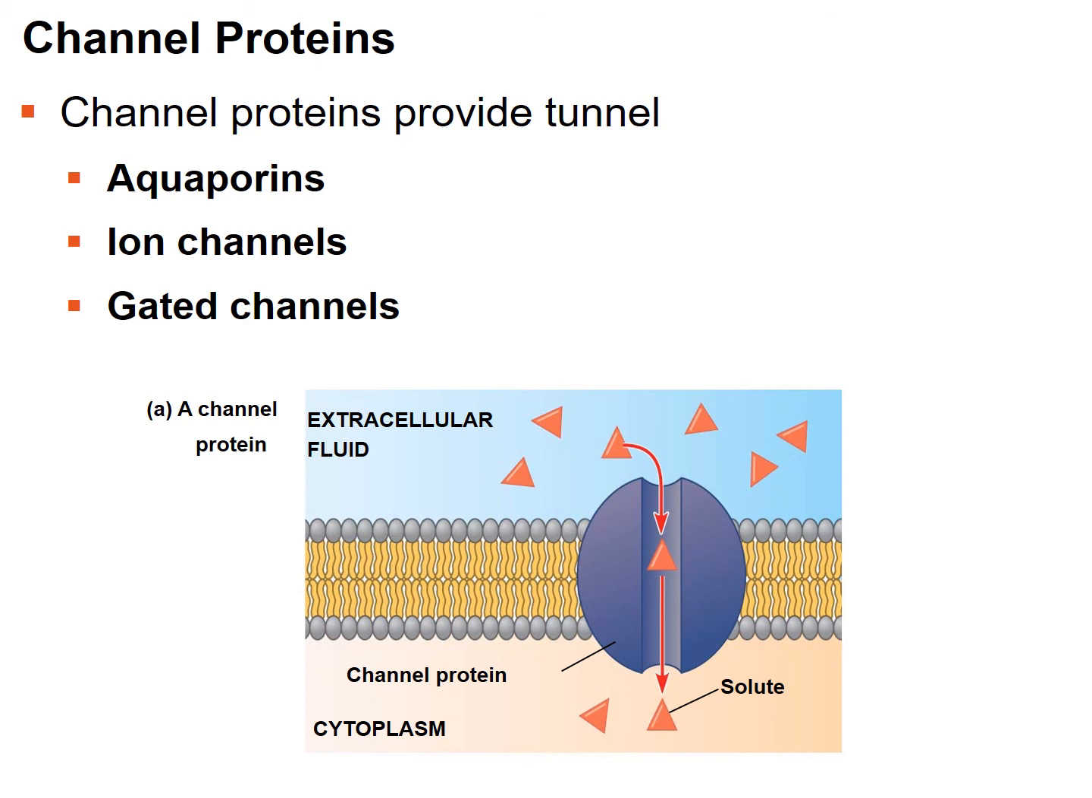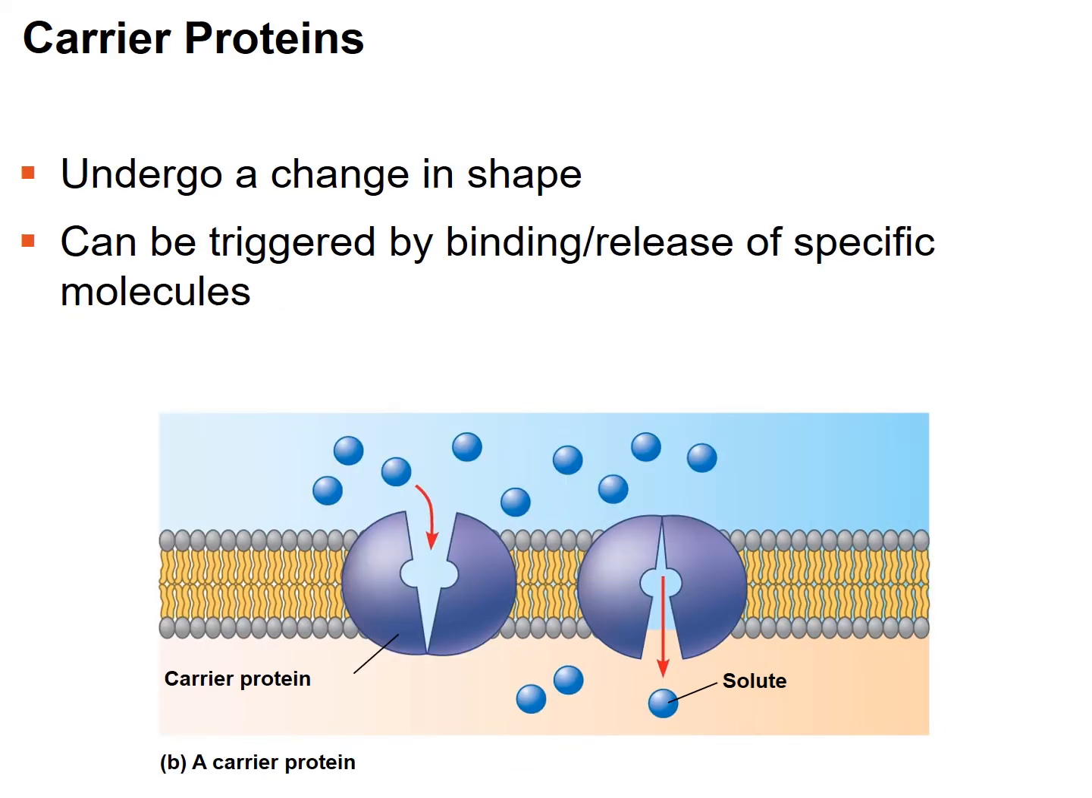And they're going to move from an area of high concentration to an area of low concentration until both sides are equal in concentration of that solute, typically. Okay, so channel proteins just make a channel. It's like a pathway. Carrier proteins are a little bit different.